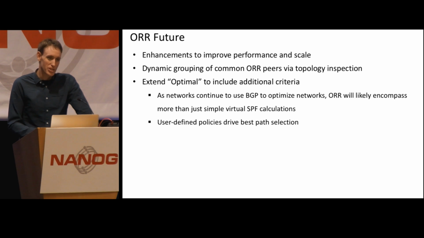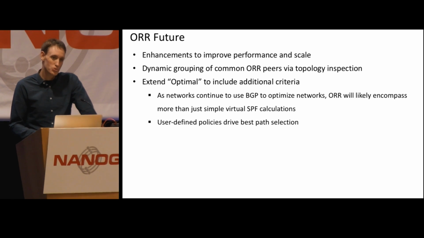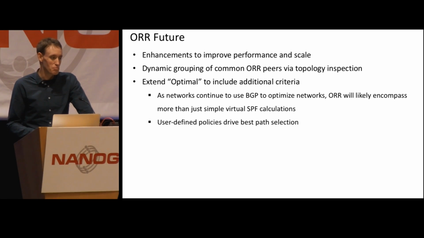I think the basic things are enhancing ORR to increase scale, performance, things like that. One thing that I would like to see is this dynamic grouping of common ORR peers via topology inspection. Like I said, it's mentioned in the older drafts and I think it's worth the benefit, as opposed to having to do that manual assignment of peers to groups. And then the second half of this is the second part of the existing draft, which is really adding more things to that best path selection process.